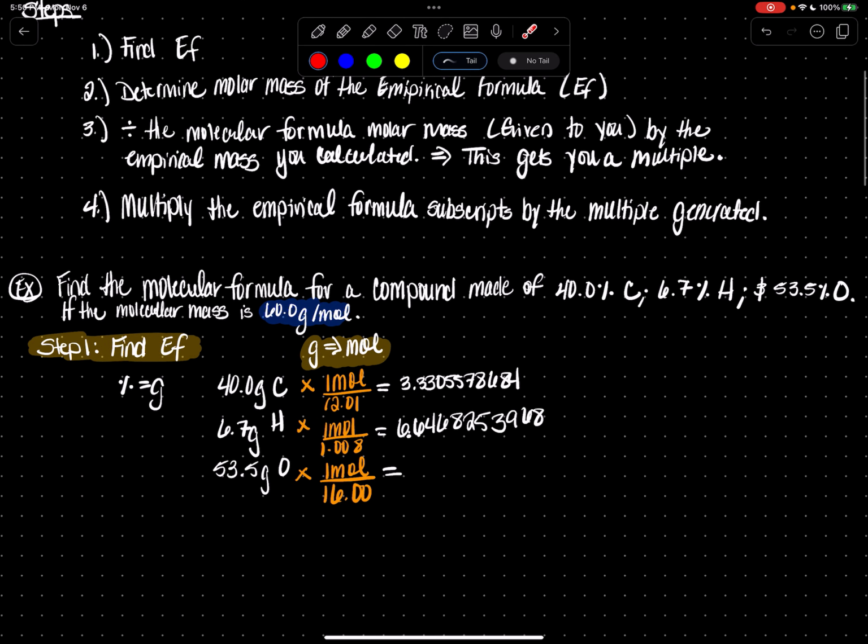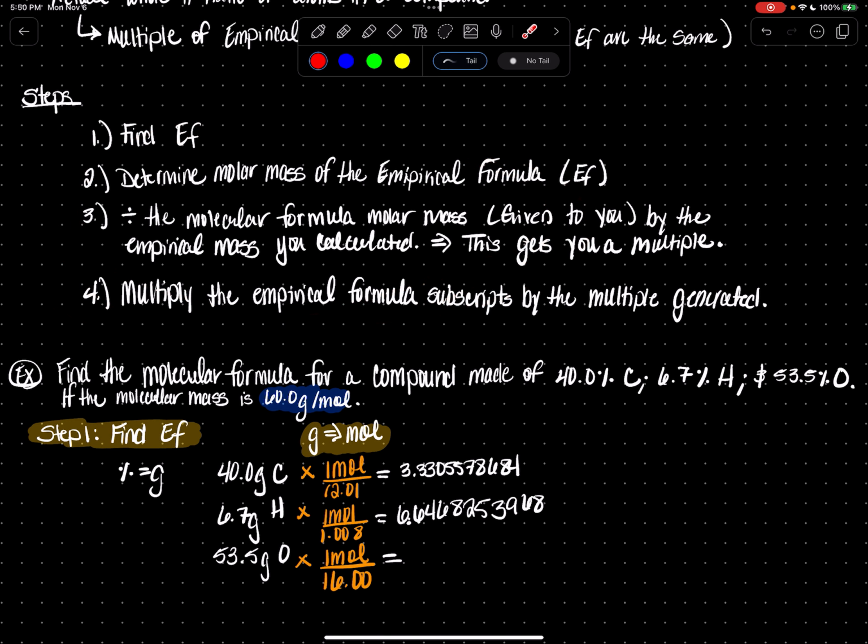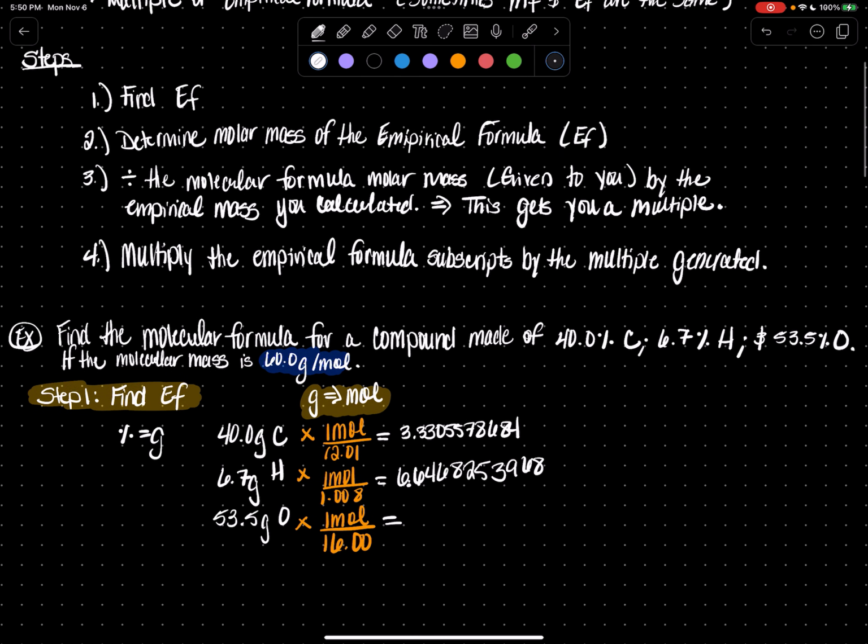So here we go. For our first example, we're going to find the molecular formula. I know I've got some steps to follow, up here. We have to find the molecular formula for a compound made up of 40% carbon, 6.7% hydrogen, and 53.5% oxygen, if the molecular mass is given to me as 60 grams per mole. So step 1, I've got to find the empirical formula. In empirical formulas, we go percent to grams, then grams to moles. That's exactly how we're going to do it here.